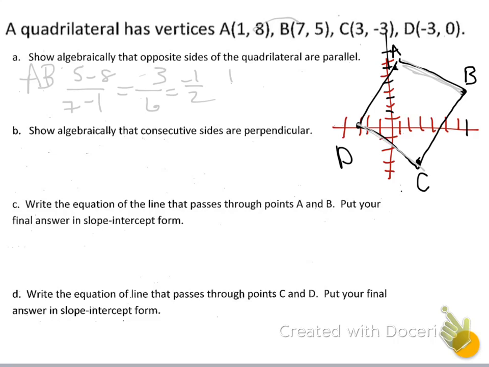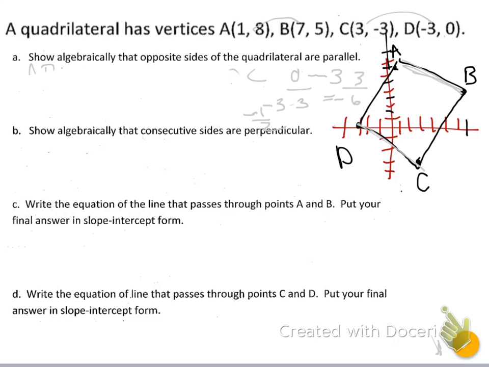Now let's try DC. So I got 0 minus negative 3 over negative 3 minus 3. 0 minus negative 3 turns to 0 plus 3, so I got 3 over negative 3 minus 3, which is negative 6. So AB and DC are both negative 1/2. Okay, and then I'm going to erase it, because on your paper you'll have more space, so I can do the other side.